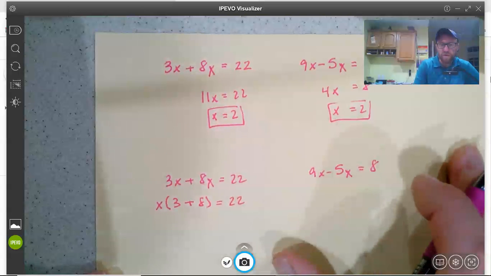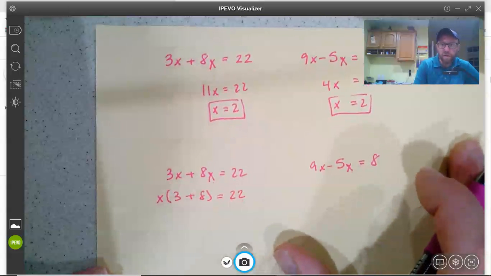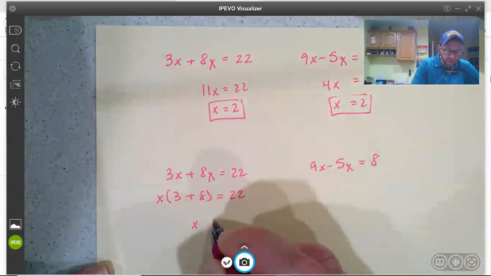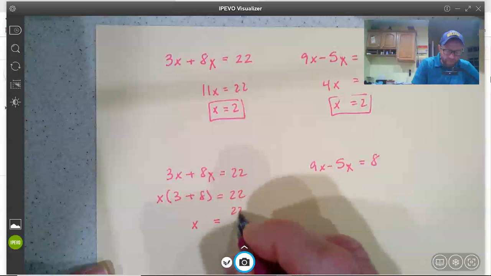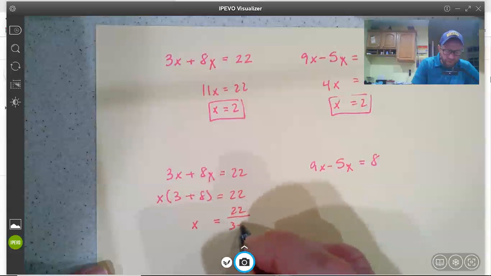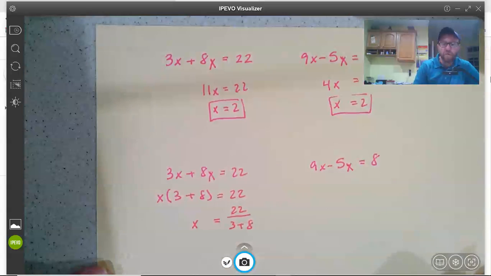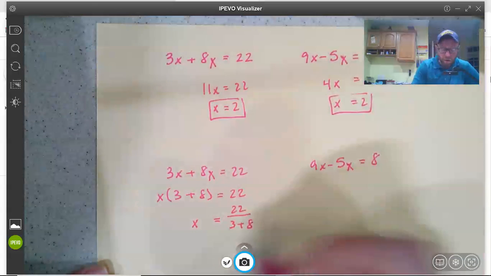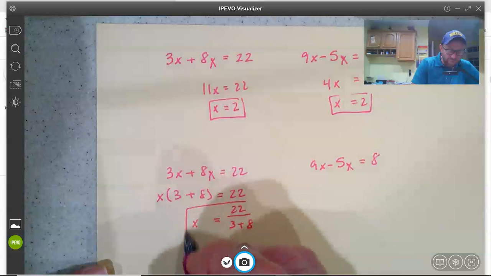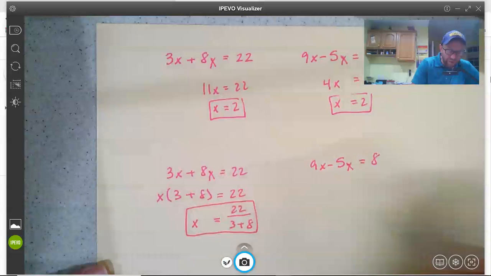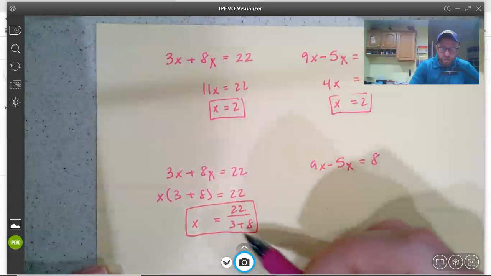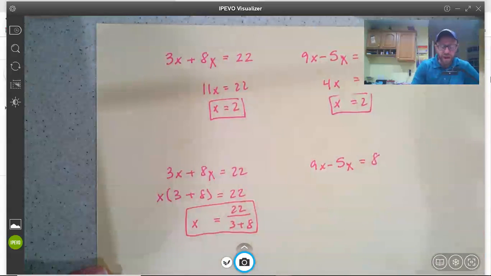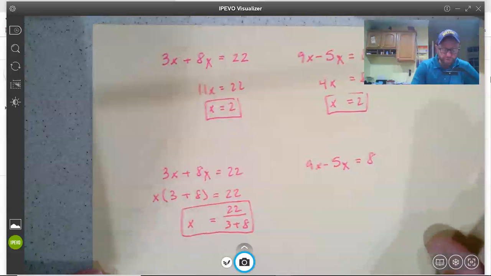It's 22. And then when I divide by 11, I'm dividing by this 3 plus 8, and I get 22 over 3 plus 8. And of course, 3 plus 8 is 11, and 22 divided by 11 is 2. But here's how we would be solving the equation if we couldn't break apart the 3 plus 8. Imagine they were variables, and I couldn't just add them together and find out what they were.